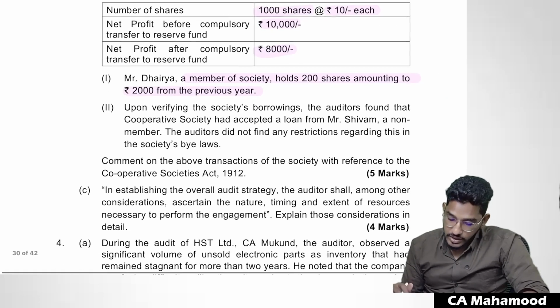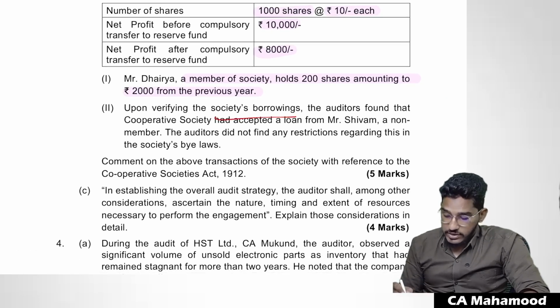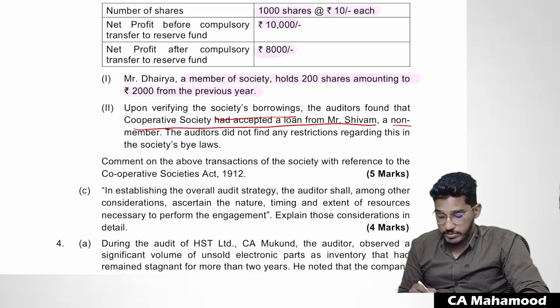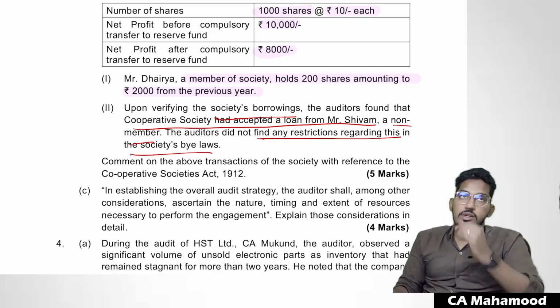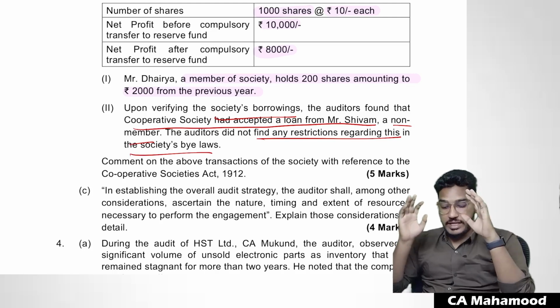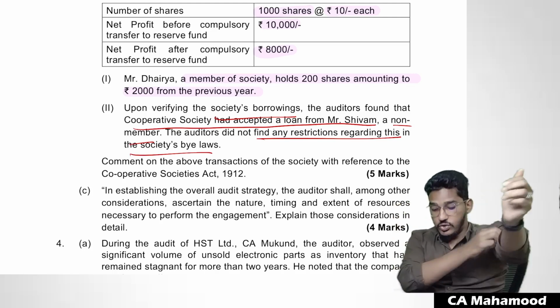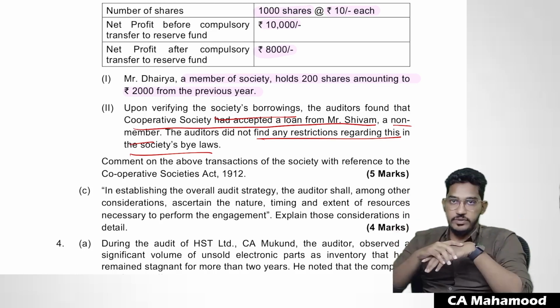Next. Upon verifying the society's borrowings, the auditor found that the cooperative society has accepted a loan from Mr. Shivam, a non-member. The auditor did not find any restriction regarding this in the society's bylaws. So they say that the cooperative society can accept a loan from even a non-member, provided there is no restriction in the bylaws.